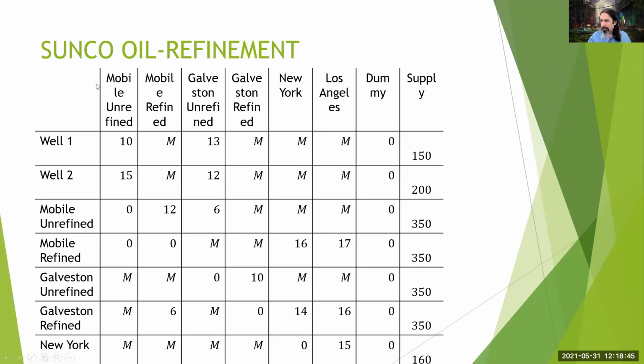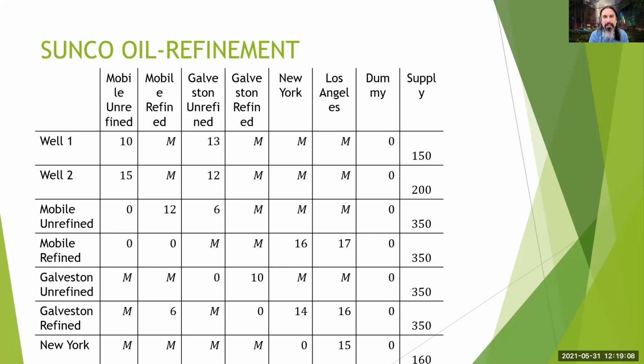Because now take a look over here. We have Mobile unrefined and Mobile refined, Galveston unrefined and Galveston refined. What's going on here? Now we are sending oil from well 1 and well 2 to Mobile and Galveston only, because there's a refinery there on both Mobile and Galveston, and we have to make sure that this oil is refined and then sent over to New York and Los Angeles.